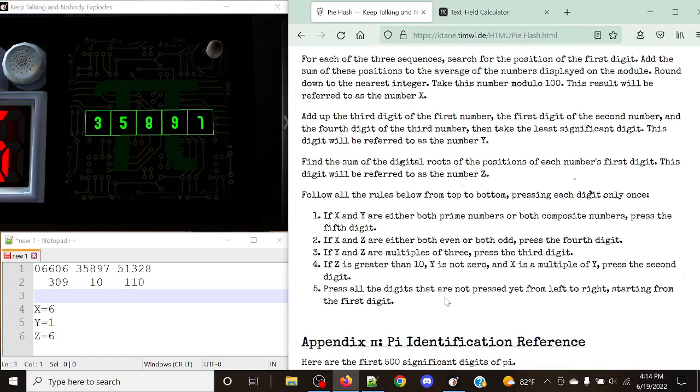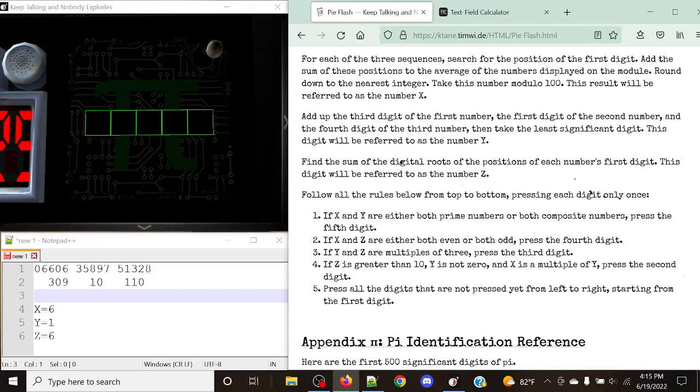Now, like with the original Pi, what we would have here is a series of different rules that we would go down, and we're going to follow them from top to bottom, pressing each digit only once. What these are going to give us is the positions of the digits that we're going to be pressing based off of the module from left to right. So in this case, this one being first, second, third, fourth, so on and so forth.